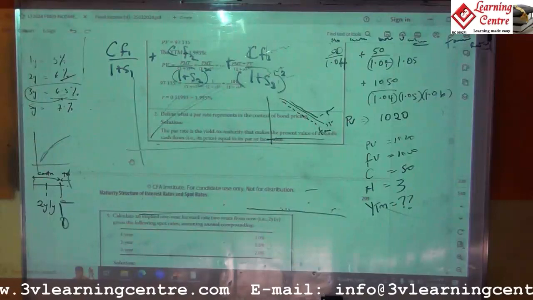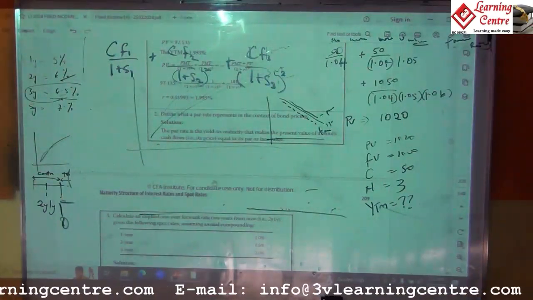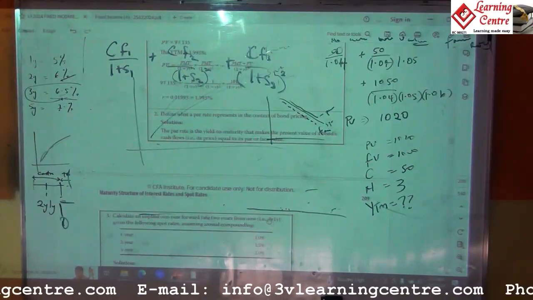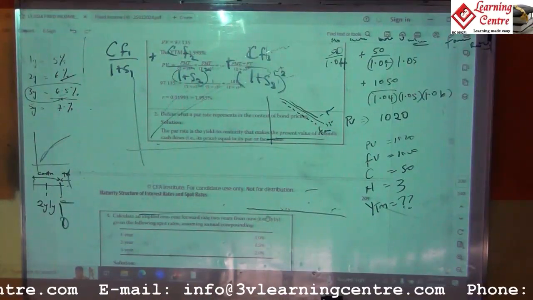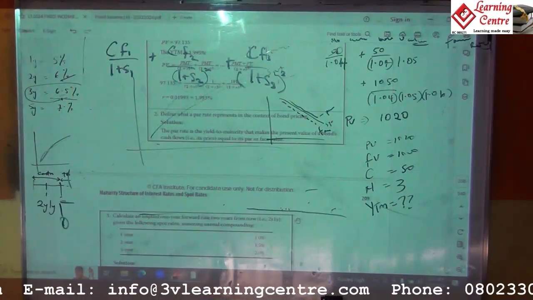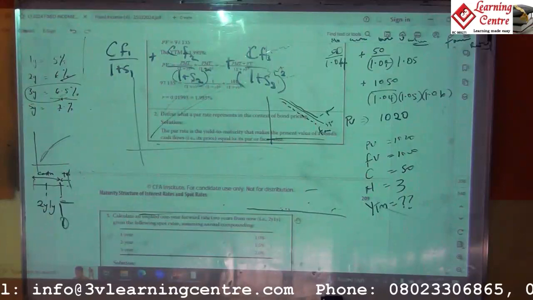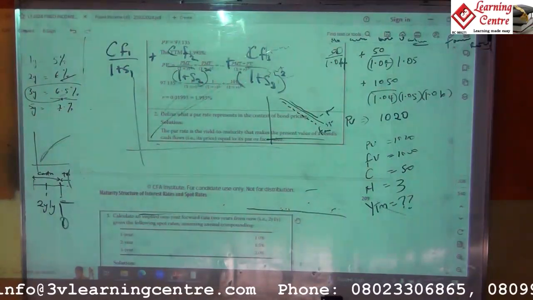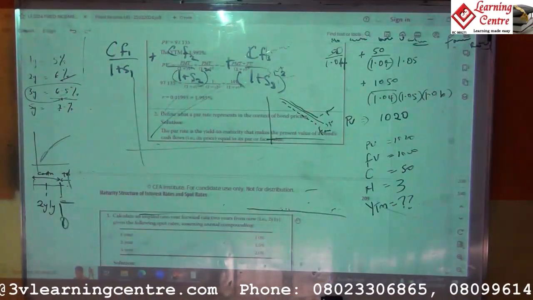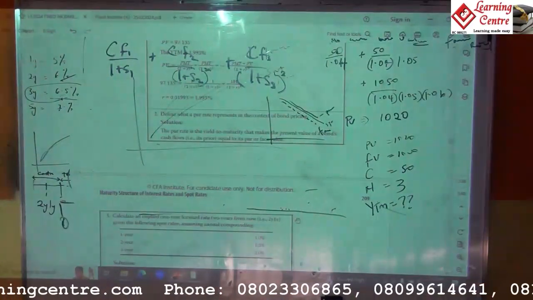So, calculate the 1 year forward rate, 2 years from here. Who can do this? 2 year, 1 year. So question 3, 2 year, 1 year.